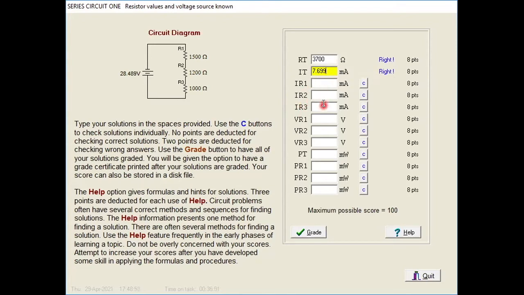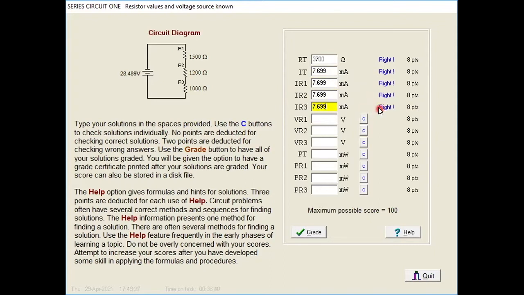But wait a second, doesn't Kirchhoff tell us the current is constant in a series loop? Meaning if I put an ammeter here, or here, or here, or in between these two resistors, or in between these, or anywhere in this path, the current is going to be the same as I total. So in this case, we can very simply, using Kirchhoff's law, put in each current value. So we're going to put in 7.699 milliamps, 7.699 milliamps, and 7.699 milliamps. And magically, it's going to tell us it's right.